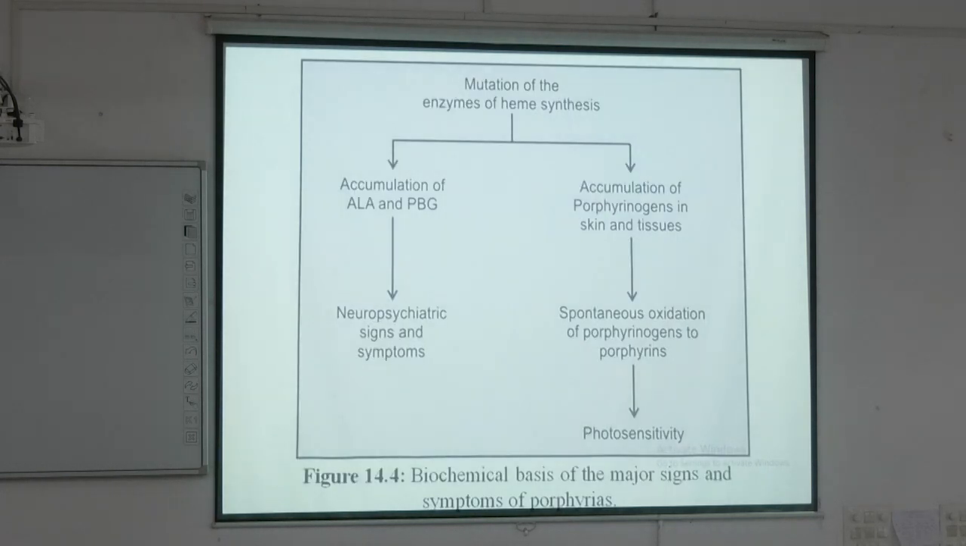Now we can divide the effects on heme synthesis on the basis of enzyme activity. The first one is mutation of heme enzymes in heme synthesis.